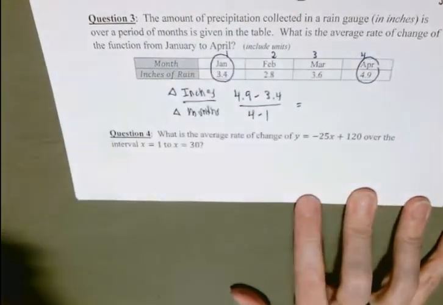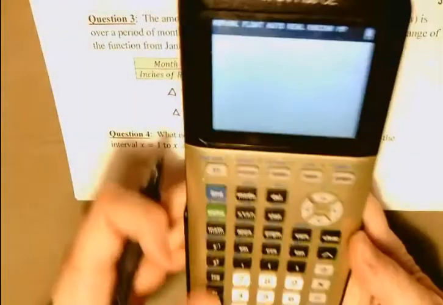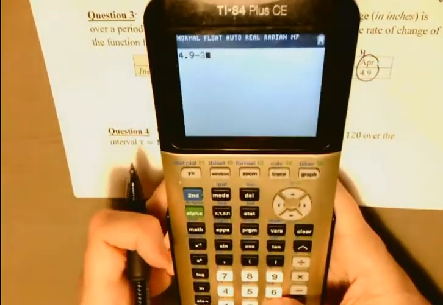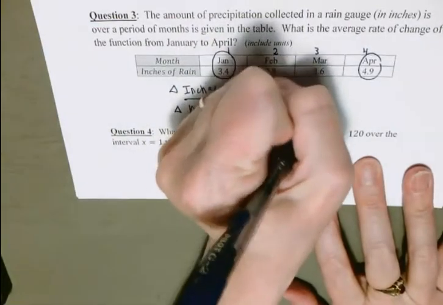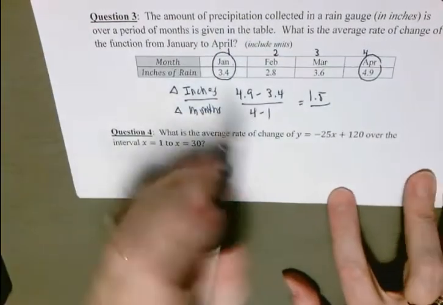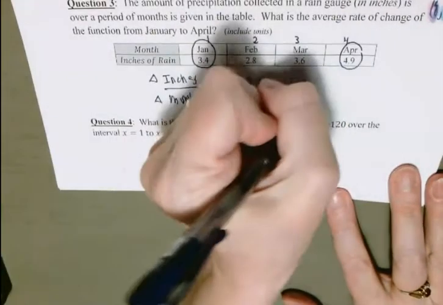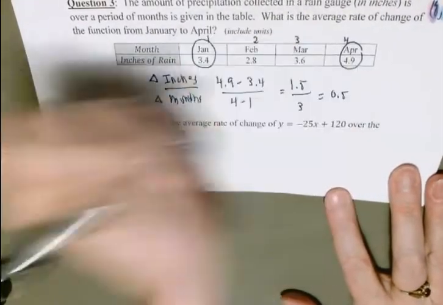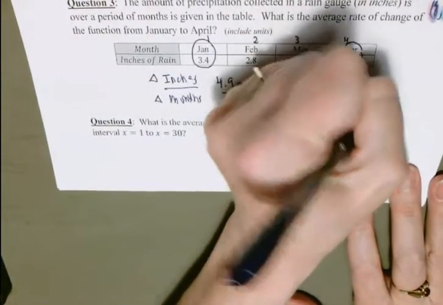All right, so I'm going to go ahead and subtract 4.9 minus 3.4, and that's 1.5. And I'm going to subtract 4 and 1. Again, that's 3 months. Divide the numbers, and you get 0.5. So it increased 0.5 inches per month.